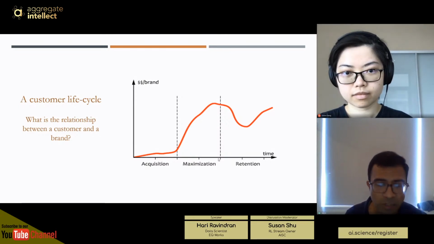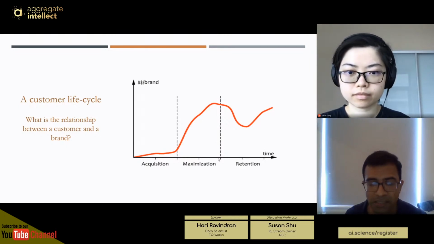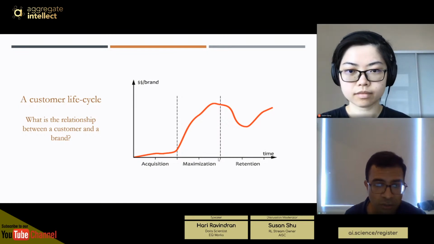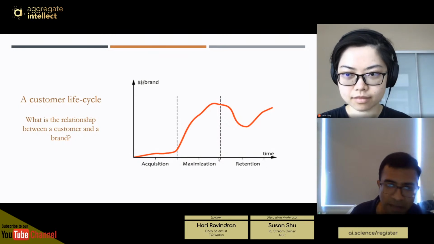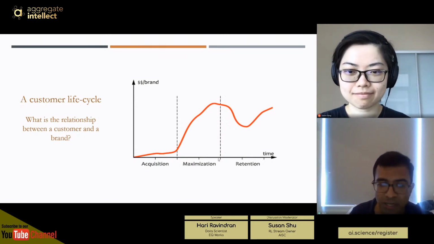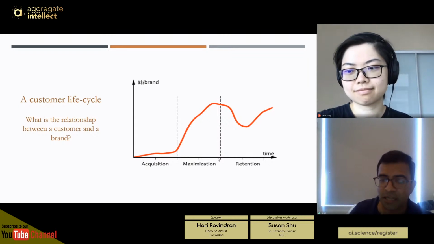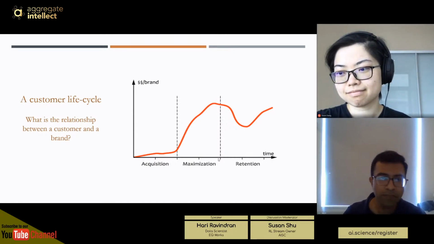Again, you're changing the nature of the relationship. Initially in the acquisition phase, the customer was a bit tentative, a bit hesitant. In the maximization phase, the customer is firmly embedded in the marketing ecosystem, so what you'd like to do is, in a sense, exploit the nature of the relationship between the customer and the brand. And finally, in the third phase, you have the retention phase. This is probably the tail end of the customer life cycle. Maybe what has happened is that the customer no longer is tied down to the brand.